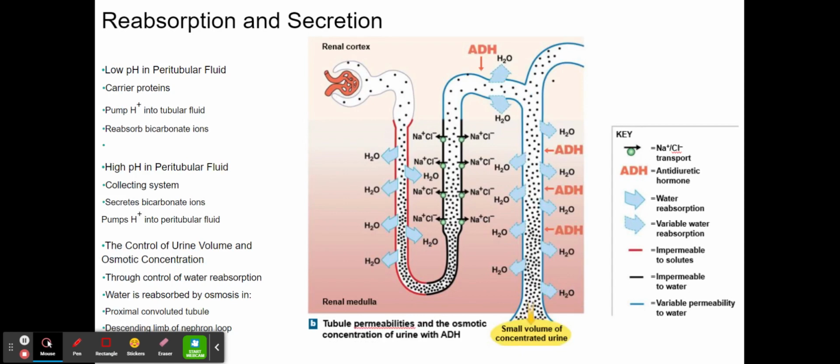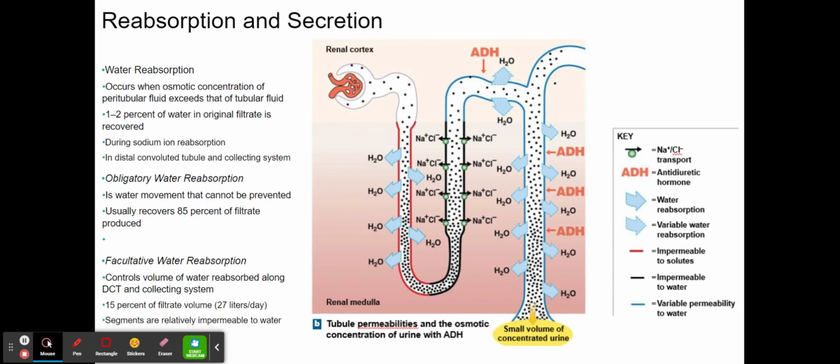Urine volume and osmotic concentration are regulated through the control of water reabsorption. Water is reabsorbed by osmosis along the proximal convoluted tubule and the descending limb of the nephron loop. The water permeabilities of these regions cannot be adjusted. As a result, water reabsorption takes place wherever the osmotic concentration of the peritubular fluid is greater than that of the tubular fluid. The ascending limb of the nephron loop is impermeable to water.